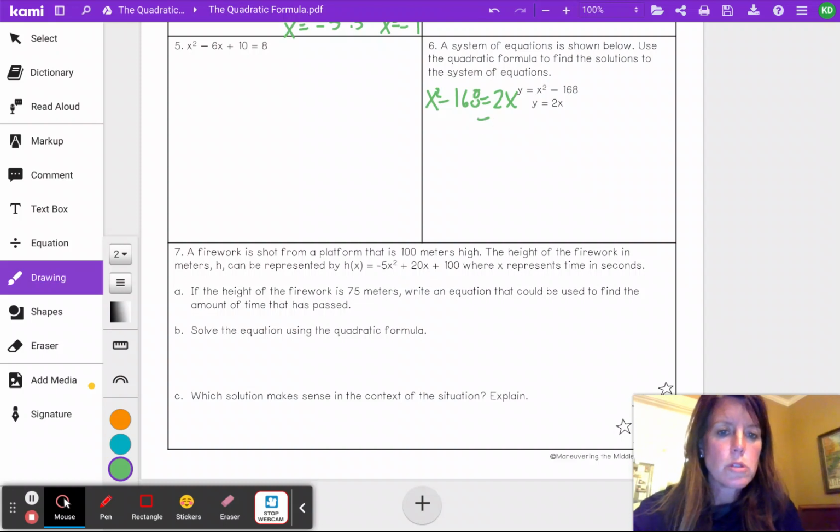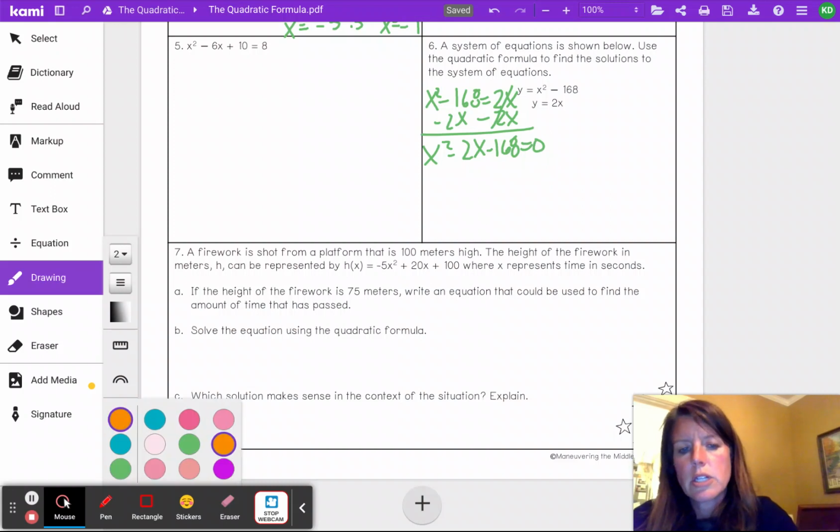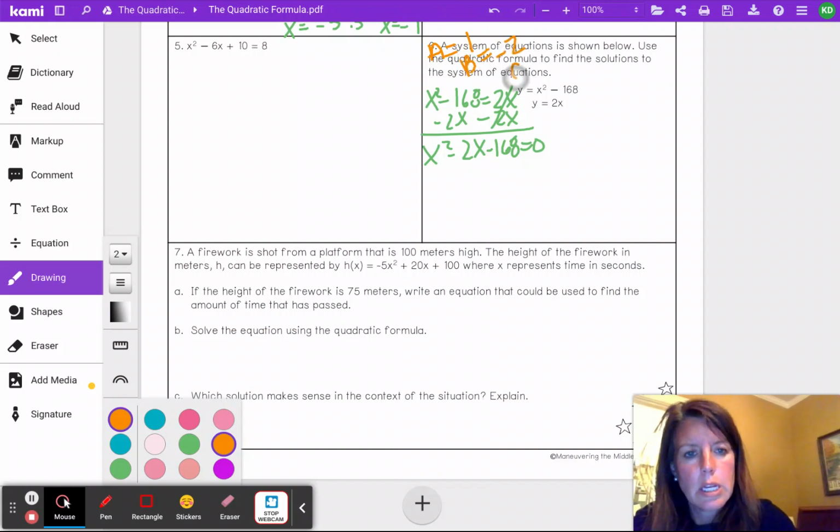Okay, so I'm going to subtract 2x from both sides. And then now I've got x squared minus 2x minus 168 equals 0. Okay, we're in standard form. So now I just have to write out my a, b, and c. And I'm going to do those up here so that I have room over to the right to solve this, because I just need all the room. A equals 1, b equals -2, and c equals -168.